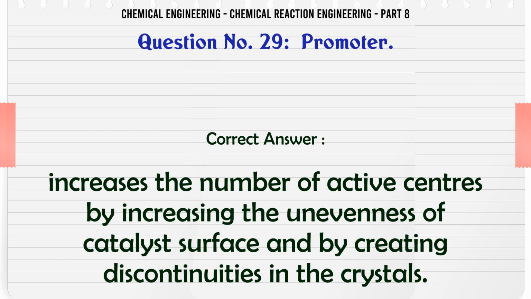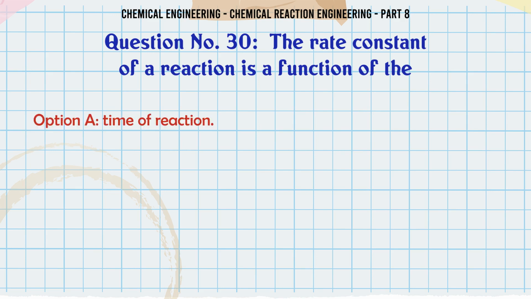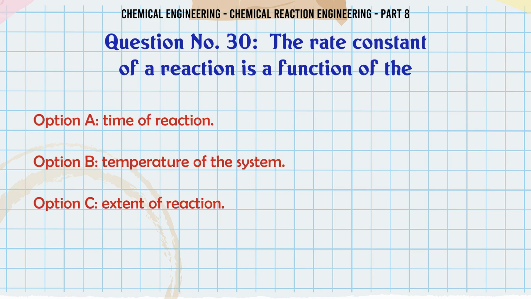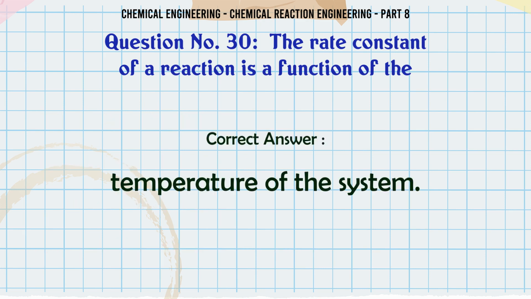The rate constant of a reaction is a function of the A. time of reaction, B. temperature of the system, C. extent of reaction, D. initial concentration of the reactants. The correct answer is temperature of the system.